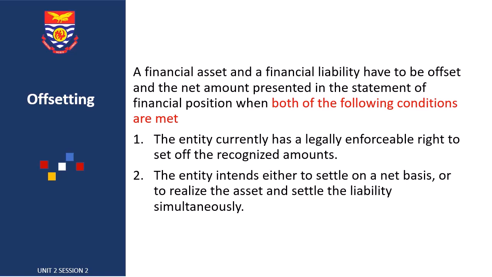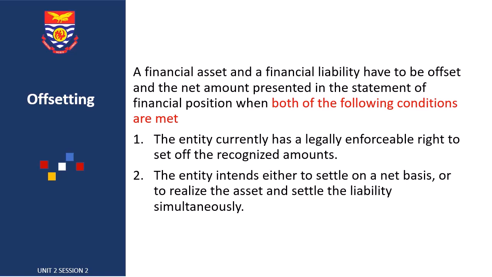Now let's look at the last thing under this session, which is offsetting. Before an entity will be able to offset a financial asset against a financial liability, these two conditions must be met. The two conditions must be met. One, the entity currently has a legally enforceable right to set off the recognized amount. So you have the legal enforcement. You have that right to offset a liability against an asset and present the net amount.